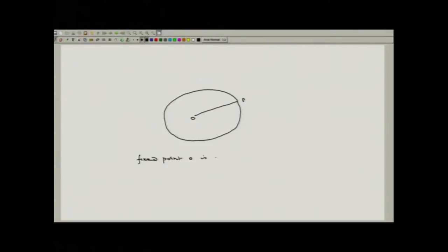And this fixed point O is called the center of the circle. And this distance OP is called the radius of the circle. Now, this OP we can write as R.